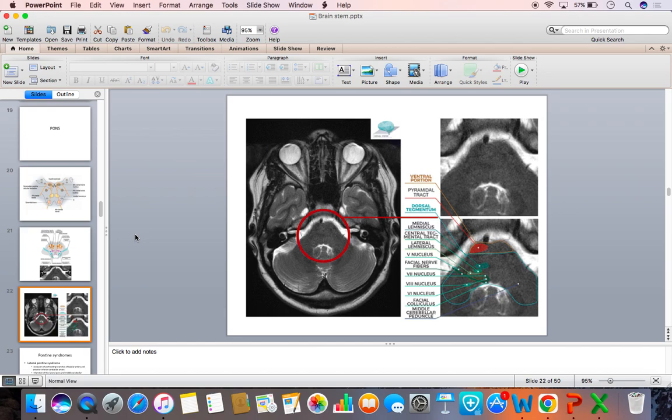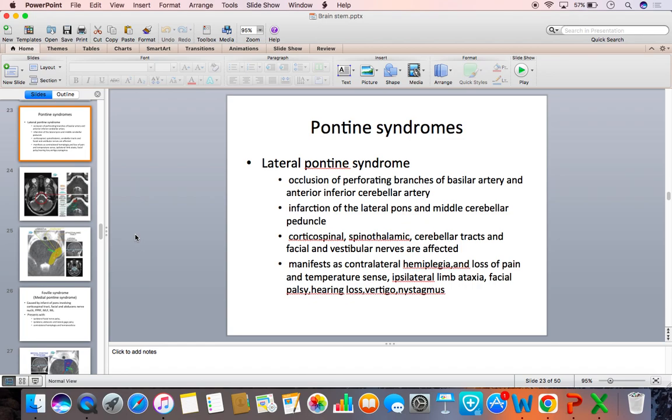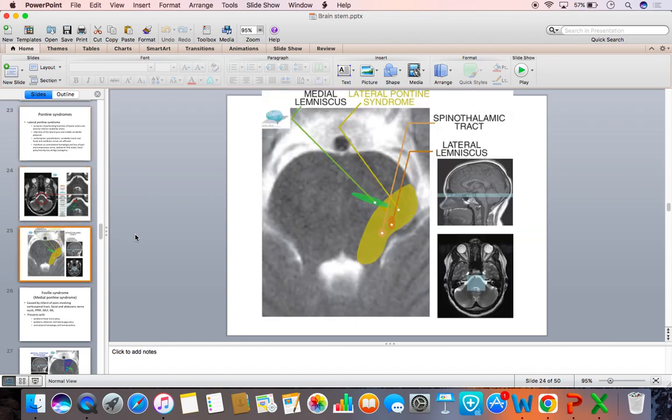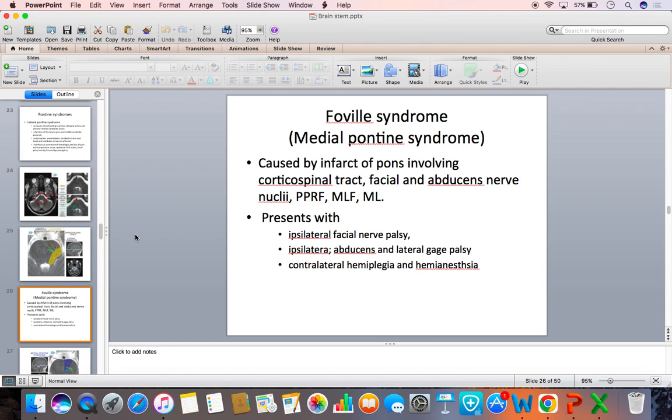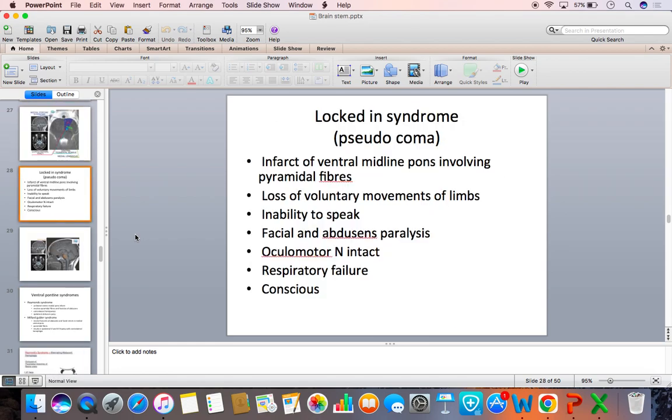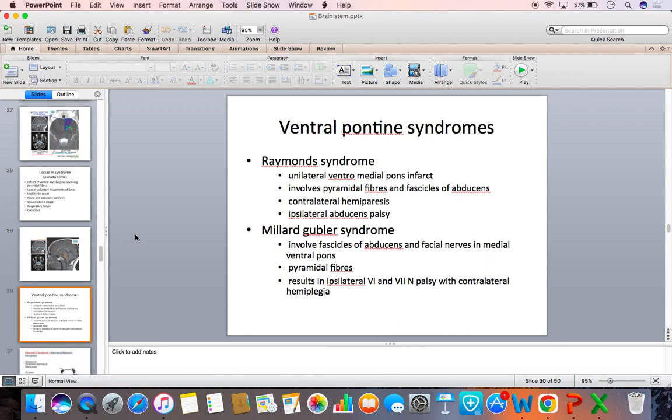Then coming to the clinical manifestations of pontine lesion. It could be lateral pontine syndrome, medial pontine syndrome, locked-in syndrome, or ventral pontine syndromes. So the clinical manifestation depends on the part of the infarct that occurs in the pons, and the structures that are involved will determine the clinical presentation.